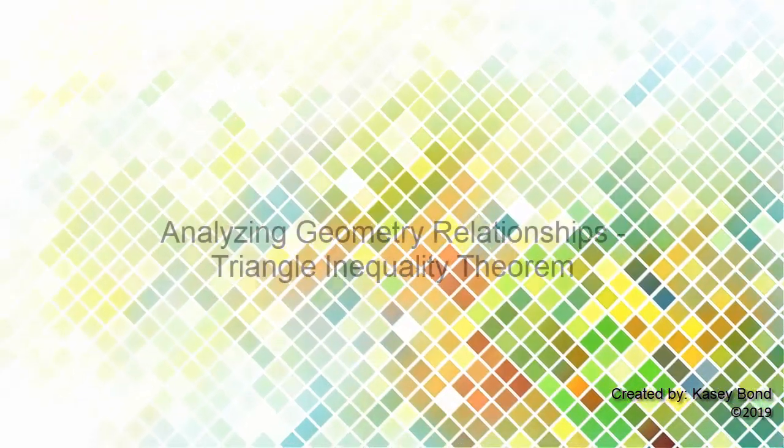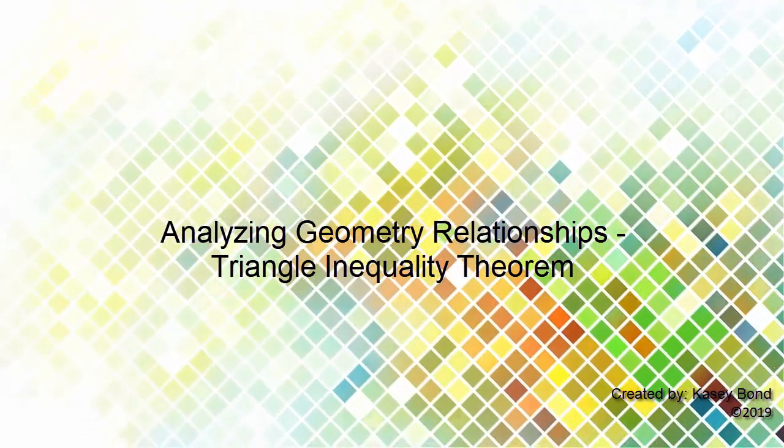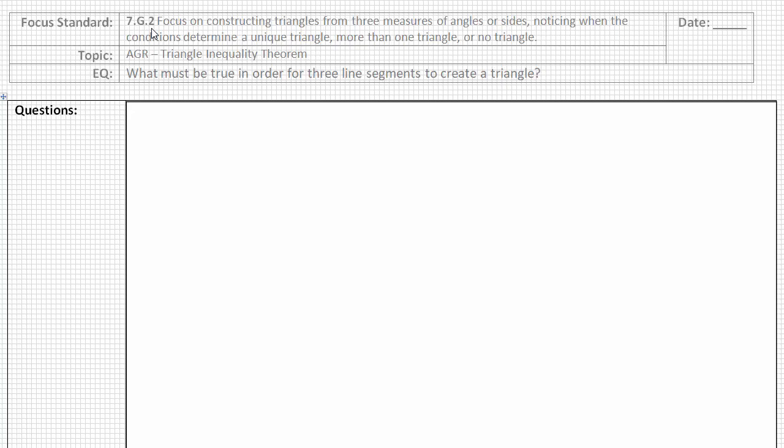Our focus standard for today's lesson comes from grade 7 Geometry Standard 2. Focus on constructing triangles from 3 measures of angles or sides, noticing when the conditions determine a unique triangle, more than one triangle, or no triangle. Our topic for this lesson comes from our Analyzing Geometry Relationships unit, Triangle Inequality Theorem. Our essential question is, what must be true in order for the 3 line segments to create a triangle?